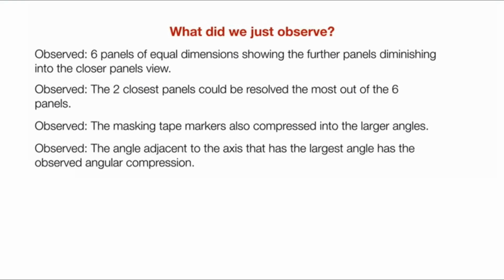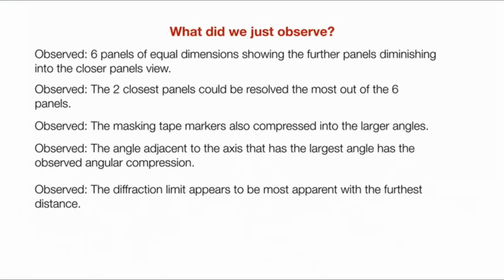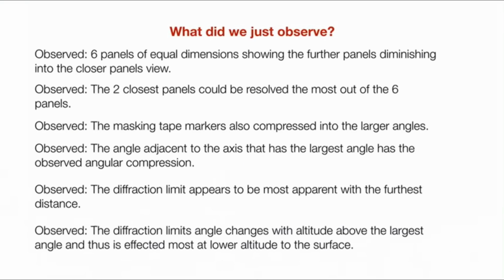So what happened is the closer, larger angle of the wall compressed over the further, smaller angle of the panels and the masking tape. Then you couldn't resolve the image anymore. That would be the diffraction limit appearing to be more apparent at the furthest distance, which I just explained. The diffraction limit angle changes with altitude by the largest angle, and thus is affected most at lower altitude of the surface. This is what I was trying to explain.